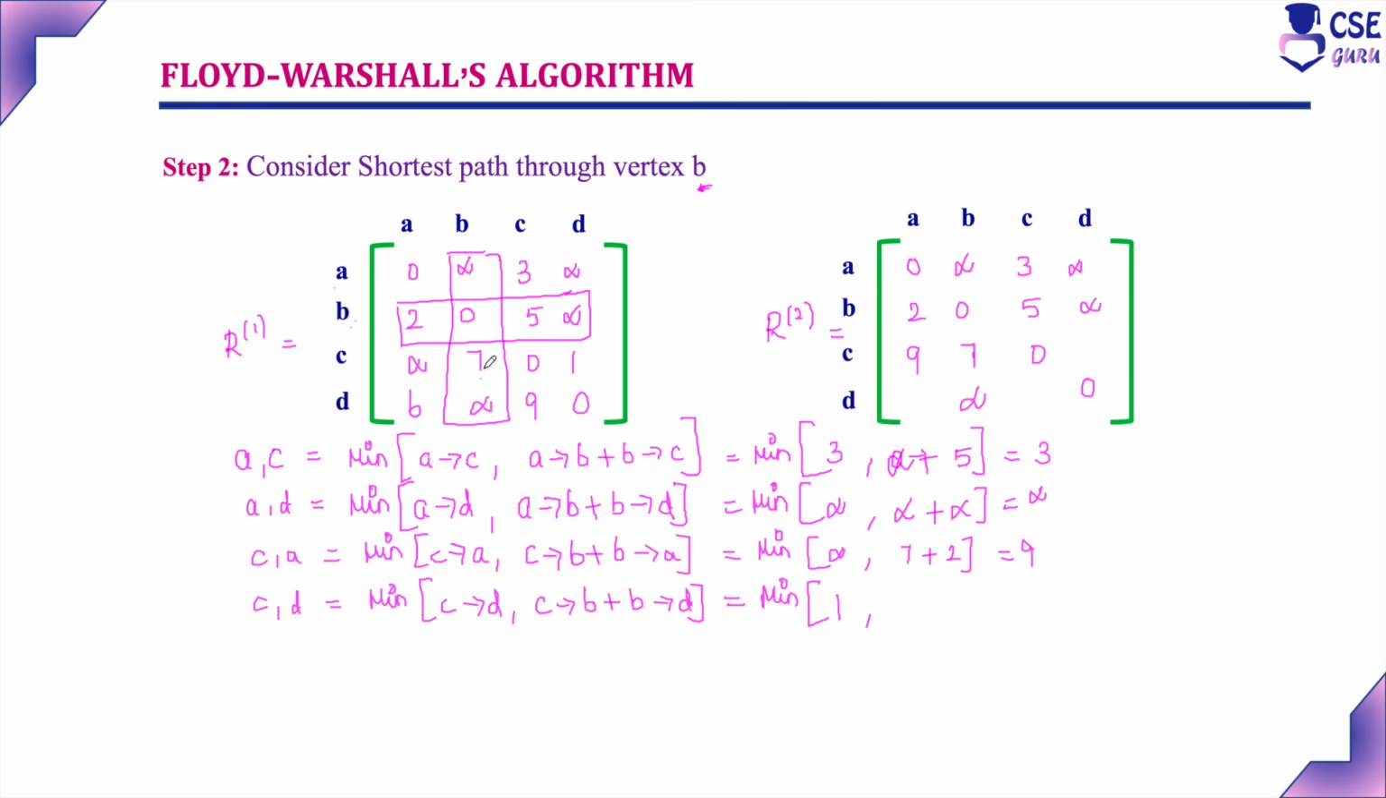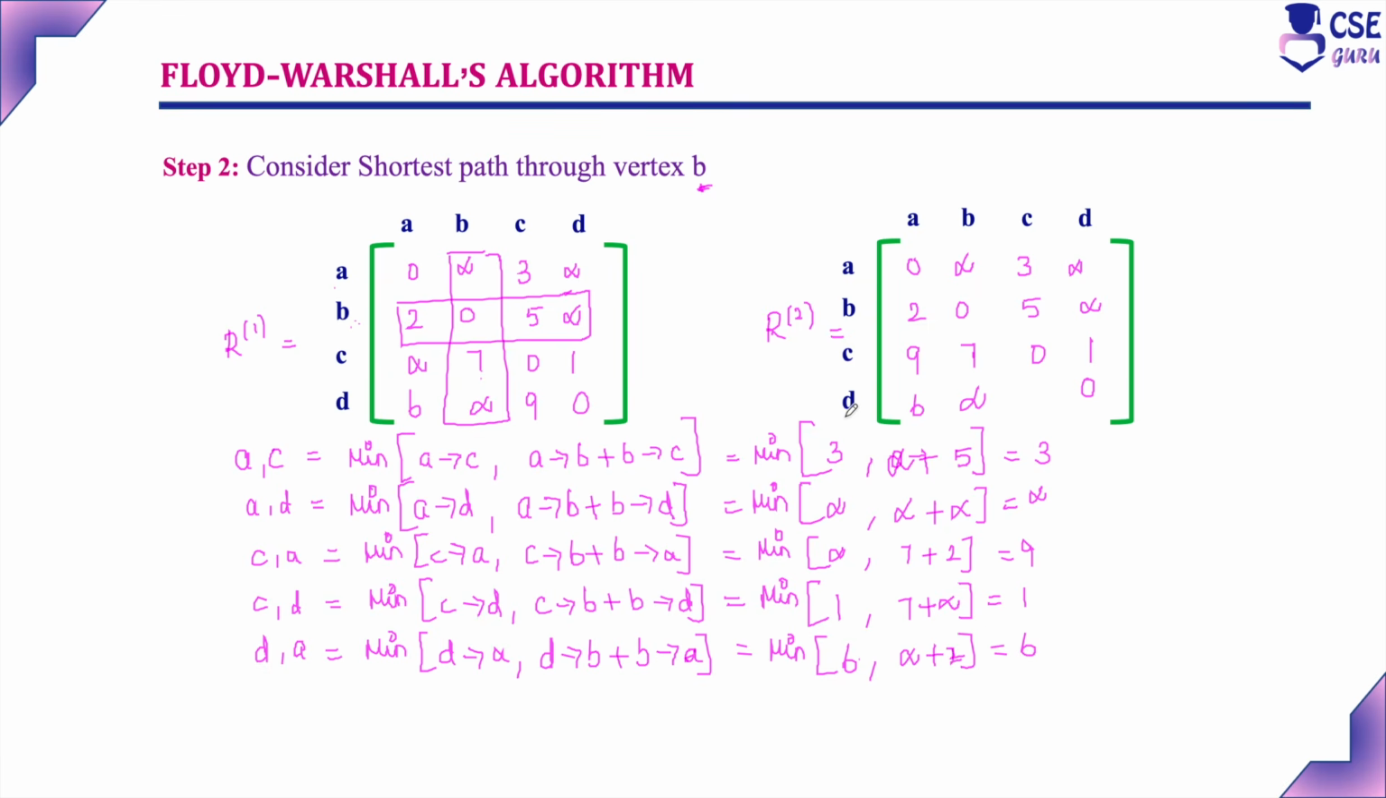C to B, if you are considering, it is 7, and B to D, it is infinite. So the minimum distance we will get is 1 only. Next is D to A. Minimum of D to A, we need to consider the path through DB. So D to B plus B to A. D to A is 6, and D to B is infinite. B to A is 2. So infinite plus 2, that's infinite only.